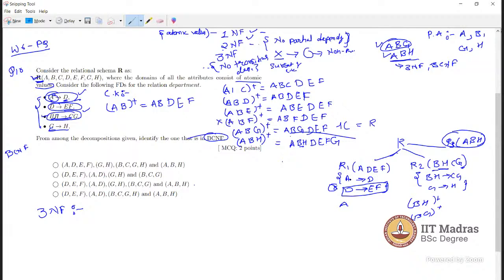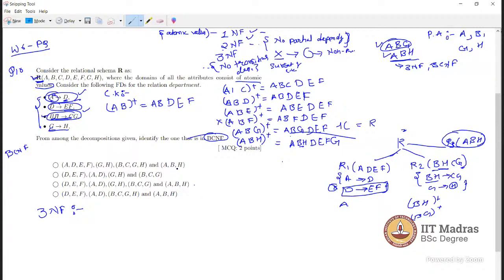Now let us check for the 3NF condition. BH is a super key, right? So this will satisfy my 3NF condition. And what about this? H is a part of a candidate key. So the right hand side is a part of a candidate key. And what about G? G is not a super key.